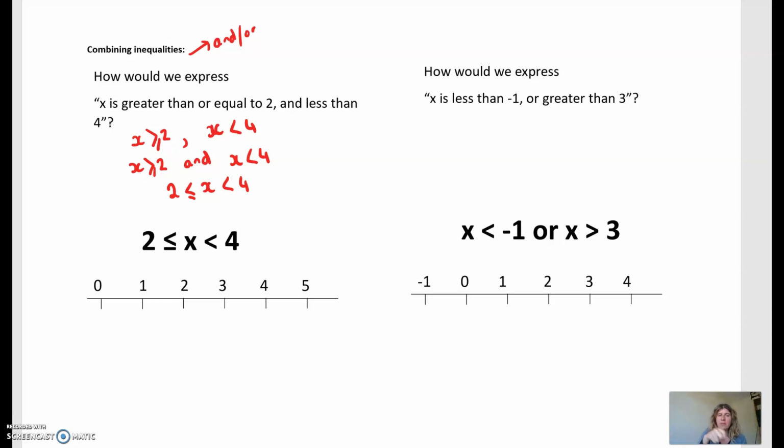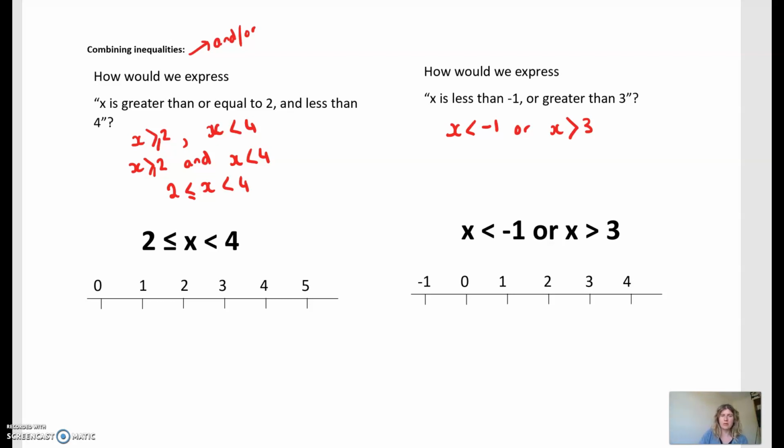Now, for the second one, there's only one way we can write it, and that is using words. So if x is less than -1, that means that x is less than -1, or x is greater than 3, x is bigger than 3. But there's no way we can put those together because it's an "or" statement. It's less than -1 or it's bigger than 3. It's not in between those two.